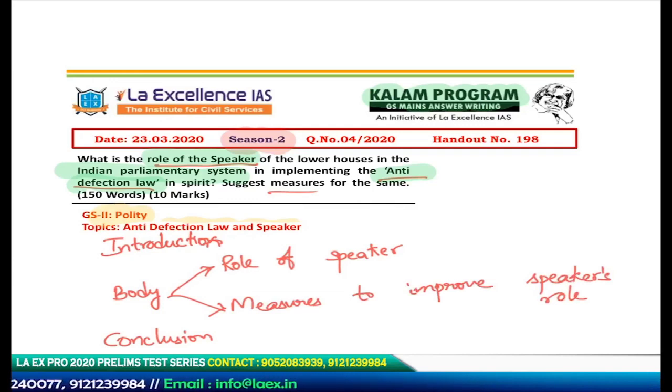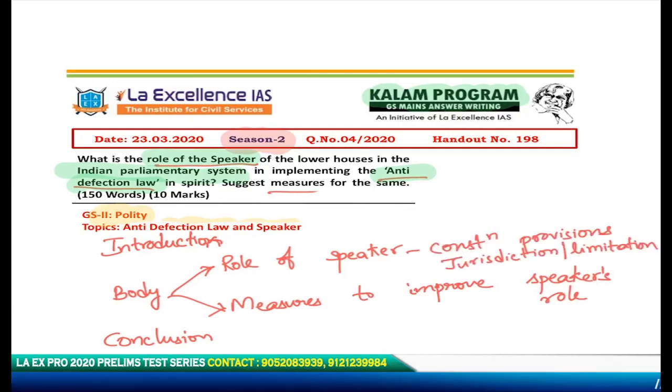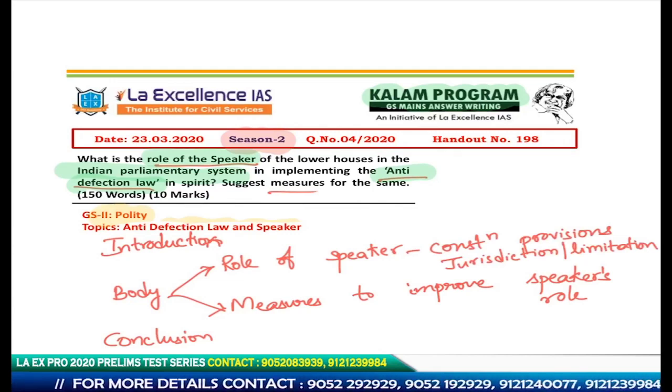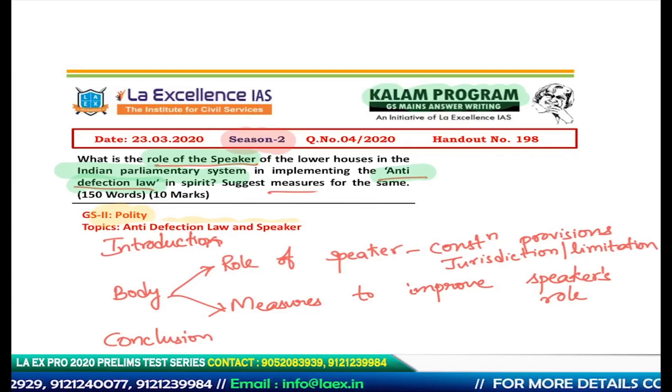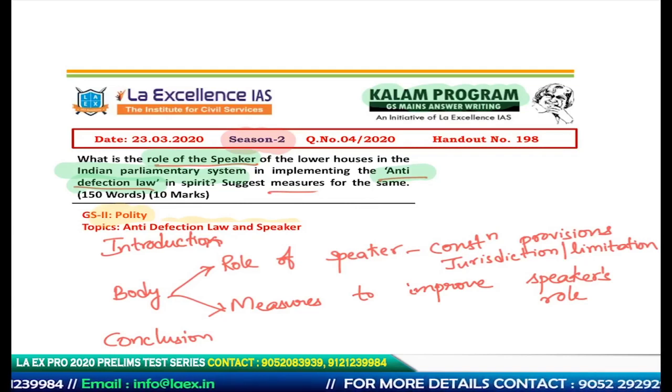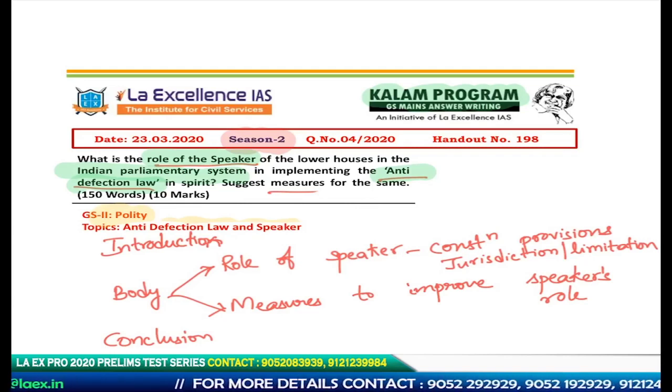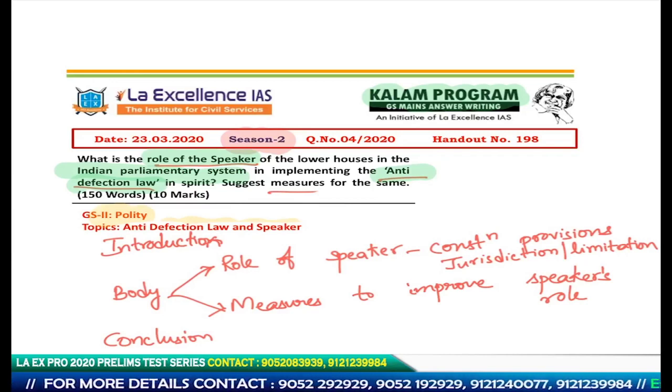So answering the first part, we have to mention about the role of Speaker, what are the constitutional provisions, and what are non-constitutional provisions. That is the jurisdiction of the Speaker with respect to anti-defection law. What his powers are, whether judicial review is applicable to what is adjudicated by the Speaker or not, whether there have been any judgments in the past, we can write about that. So all these things will go in the first part, that is the constitutional provisions and what is the jurisdiction of the Speaker and so on.